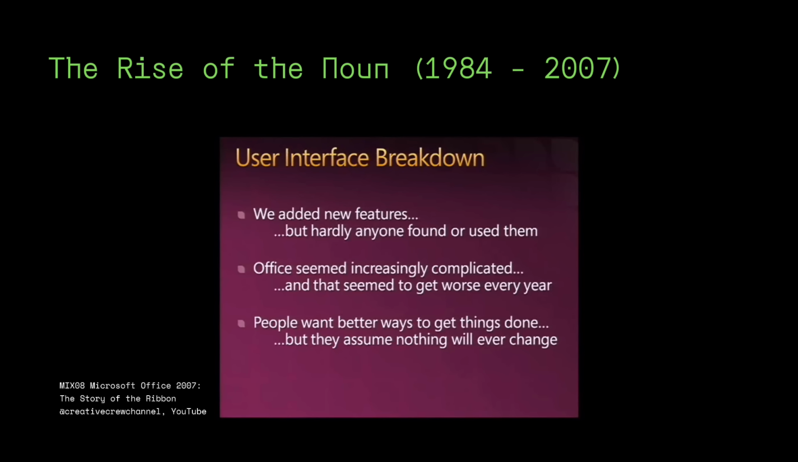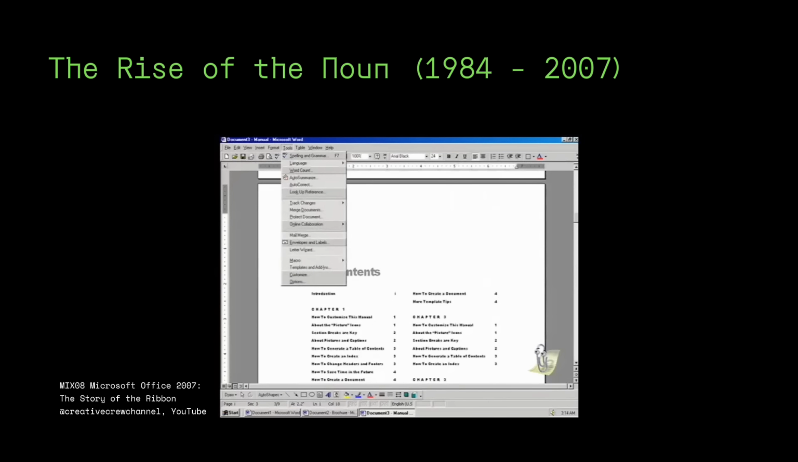To find the crop verb for an image, the user had to hunt through the Format menu, often guessing where it might be categorized. The recognition advantage of the GUI was failing because there were simply too many things to recognize.